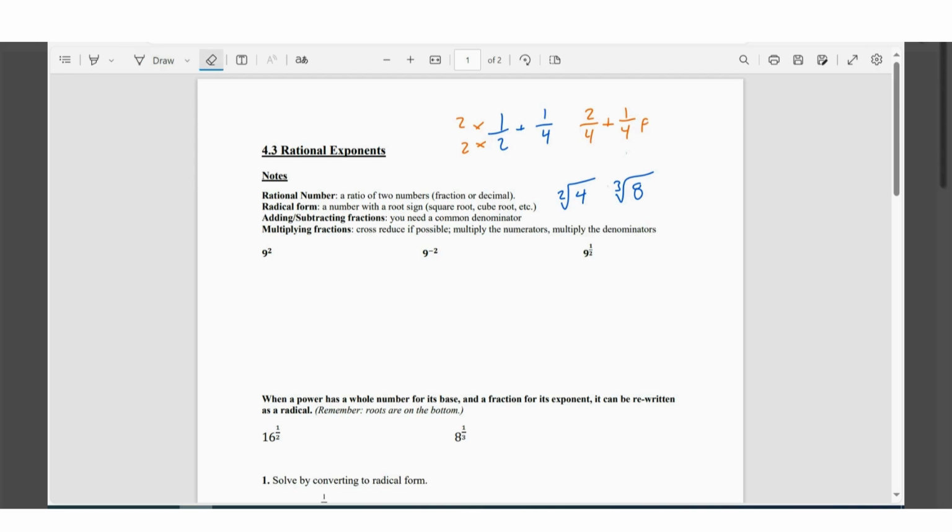I don't know why I'm getting a little... When I do the equal sign, it looks like a little F. There we go.